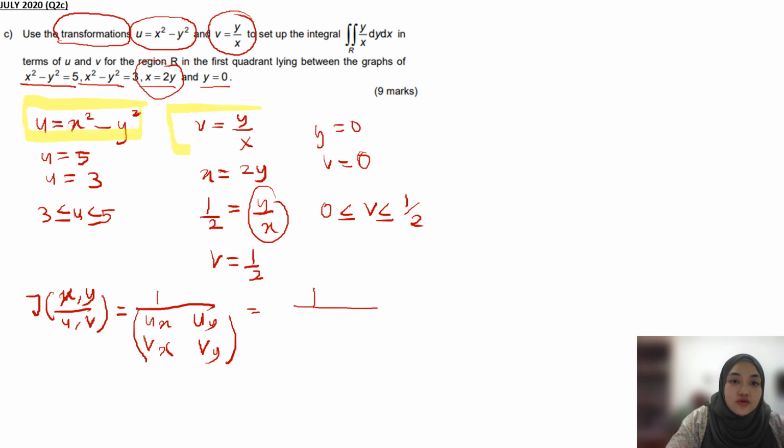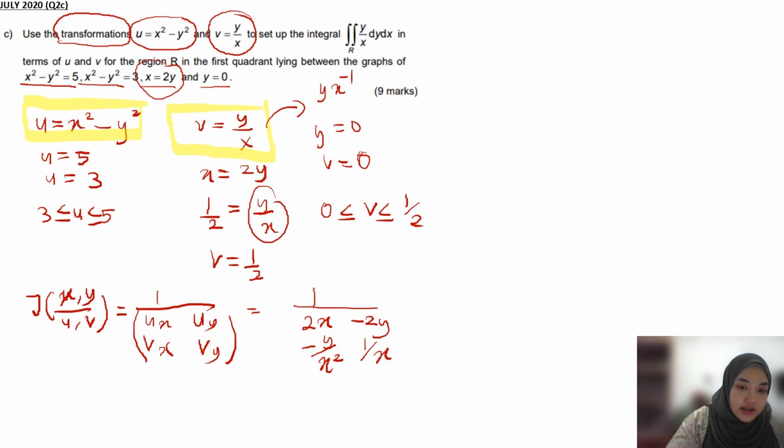Okay, this is your function that you need to differentiate. u with respect to x, you will get 2x, and then with respect to y is negative 2y. Over with this one, v with respect to x. We can rewrite this one as y x to the negative 1, so you will get negative y over x squared. And then v with respect to y, you will get 1 over x.